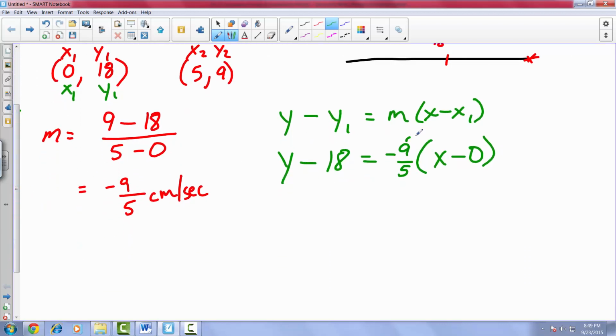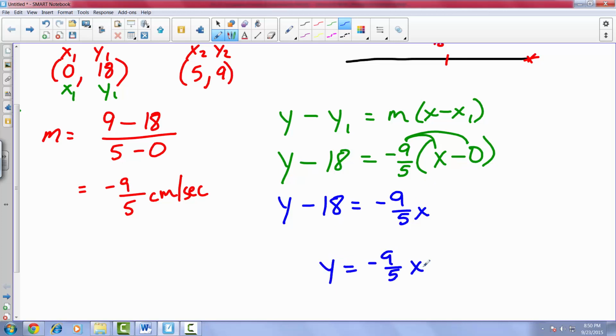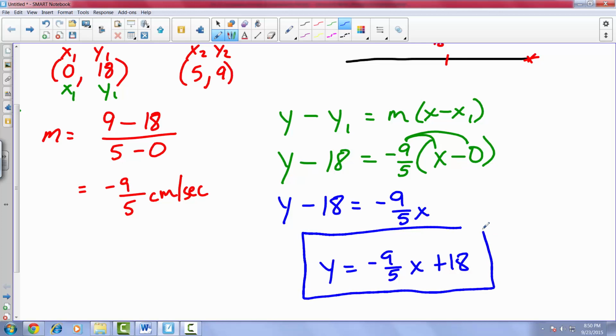Going ahead and distributing our negative 9 fifths, we end up with y minus 18 is equal to negative 9 fifths x. When you multiply it by 0, it just cancels out and becomes 0. Lastly, we're just going to add 18 to both sides. So we end up with y is equal to negative 9 fifths x plus 18. And so here would be our linear model representing this fuse and it being lit.